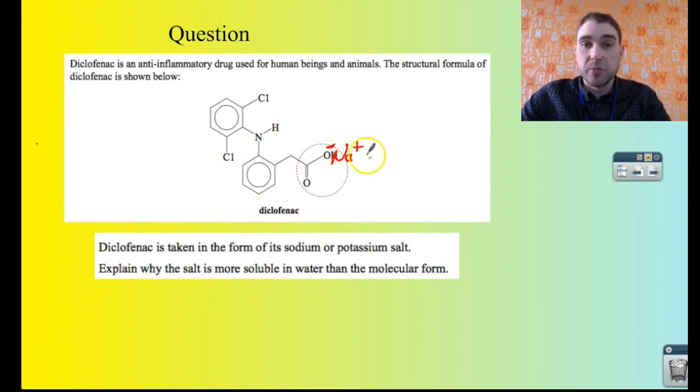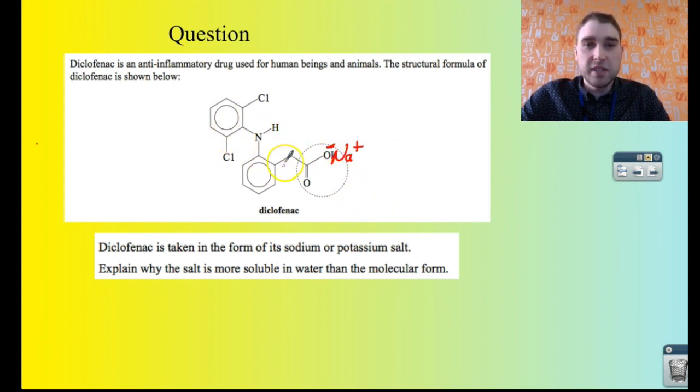So when you chuck that in water now, the sodium ion is going to ionize, the sodium ion will be floating around in solution, and we're left with a fully charged, negatively charged oxygen atom down here. And what that means is we're going to get ion dipole bonding between the negative ion here and the positive hydrogen parts of the water molecule, so the partial positive hydrogen parts of the water. So we're going to get ion dipole bonding between those down here, and that will make the whole thing a lot more soluble because of that ion dipole bonding.